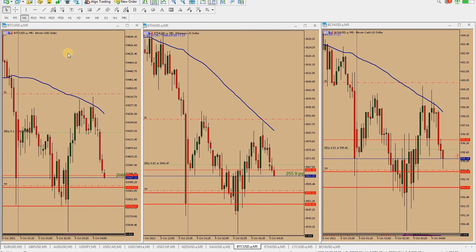So hopefully in future I would explain more about all this system and the levels of support and resistance with the pattern, with the buying zone and selling zone.